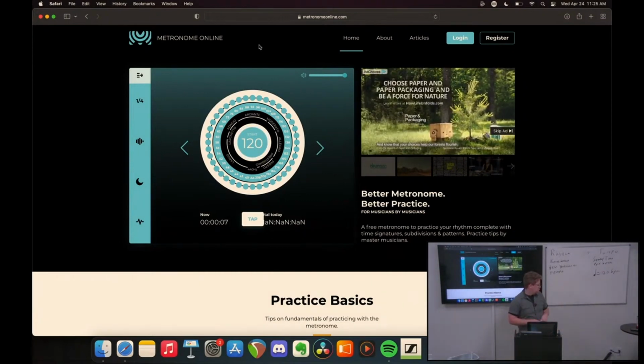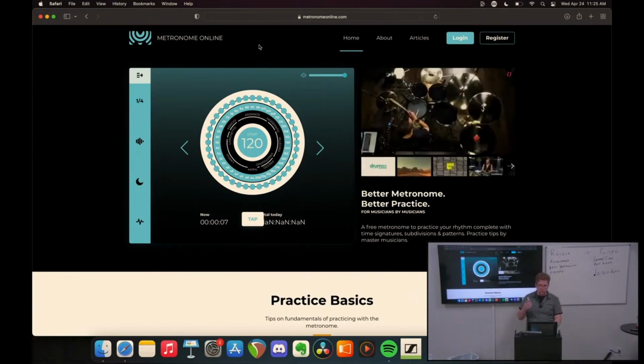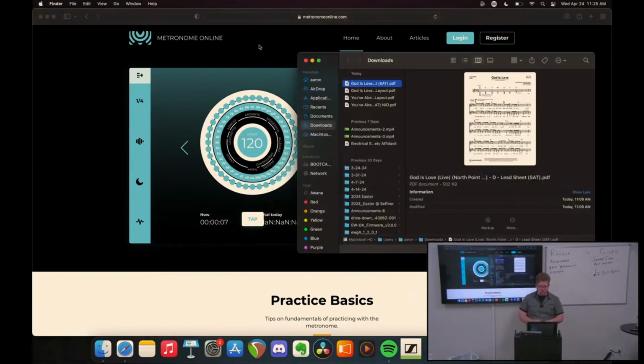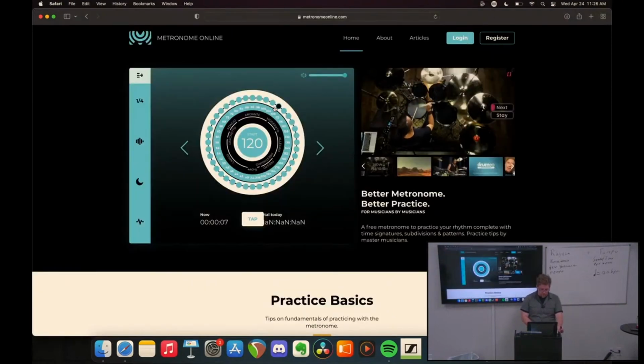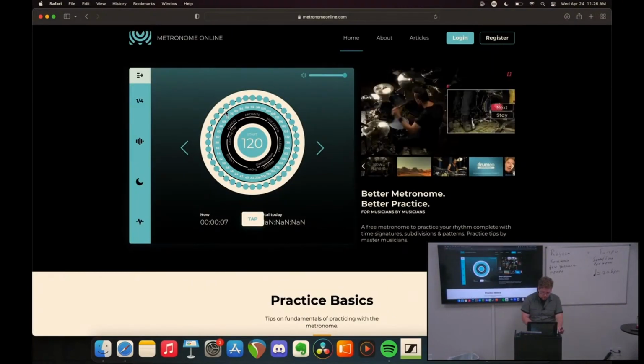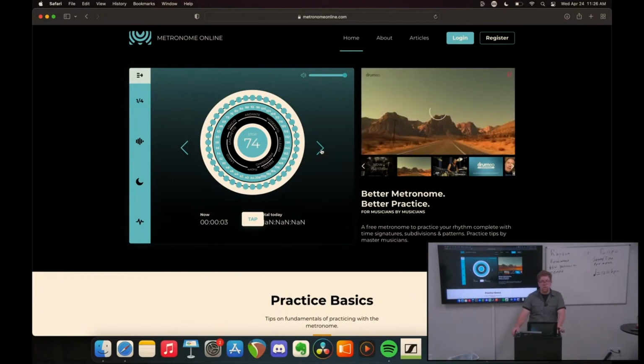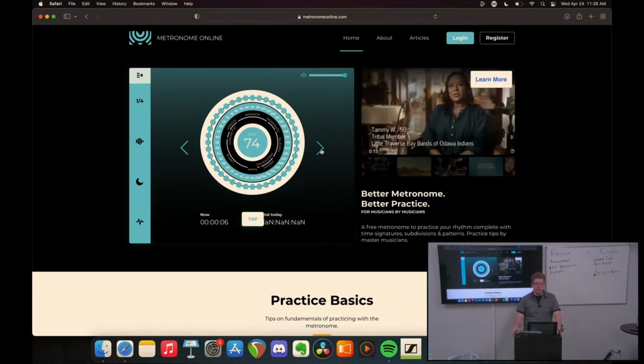So I wrote on the thing here, a quarter note equals 120. So where might we find that? We might find that in our lead sheet. Okay, so most of our songs, not all of our songs, have a lead sheet available. And so here is the lead sheet that's available for God is Love. And up here we can see that God is Love has a tempo of quarter note equals 74. So if I go back to my metronome and set my speed to here 72, I want 74. This is the tempo, this is how fast God is Love goes.